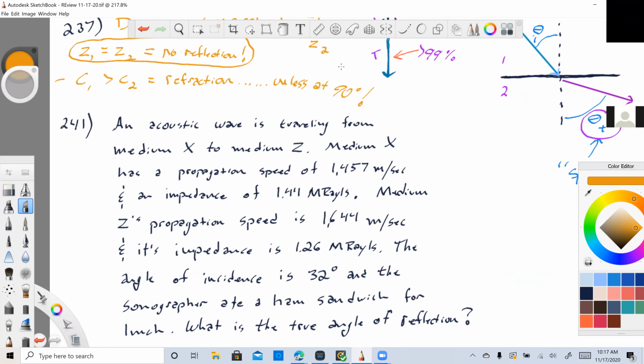An acoustic wave is traveling from medium X to medium Z. Medium X has a propagation speed of 1457 meters per second and an impedance of 1.44 megarayls. Medium Z's propagation speed is 1644 meters per second, so it's faster, and its impedance is 1.26 megarayls, which is different, but not terribly different, so there'll be reflection. The angle of incidence is 32 degrees, and the sonographer ate a ham sandwich for lunch. What is the true angle of reflection?